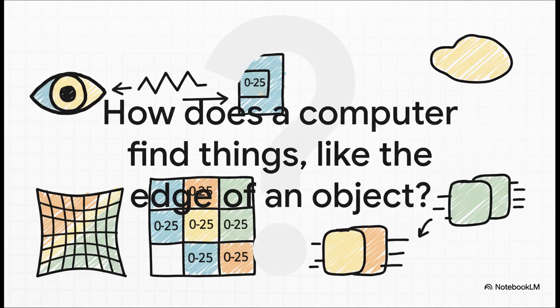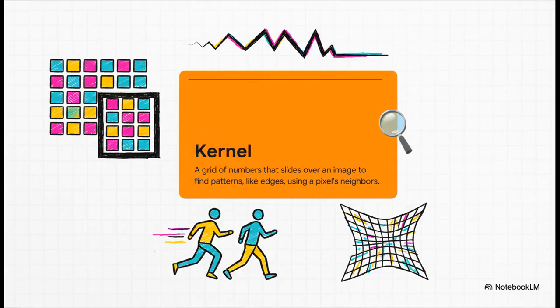So, how does it actually do that? It uses a tool called a kernel. And a kernel is really just a tiny grid of numbers, maybe 3 by 3. Think of it like a special magnifying glass or a recipe that's designed to find just one specific thing. You slide this little kernel over the entire image, pixel by pixel, and at each stop you do some simple math. The result tells you if the pattern you're looking for, like a sharp vertical line, is there.